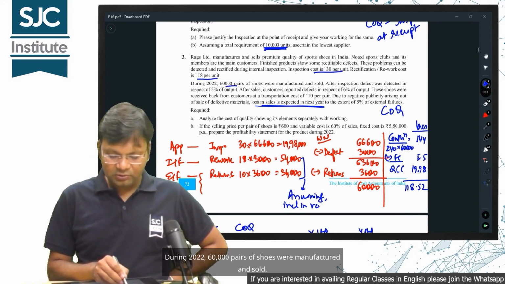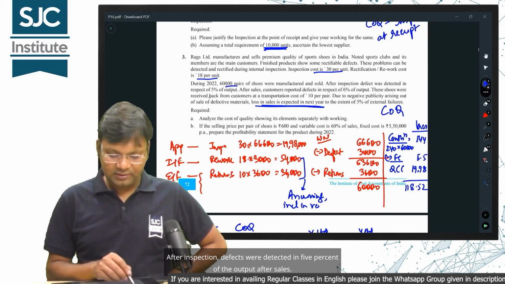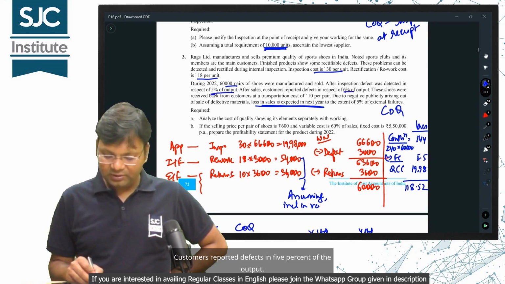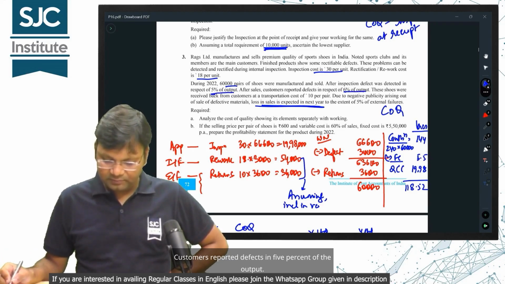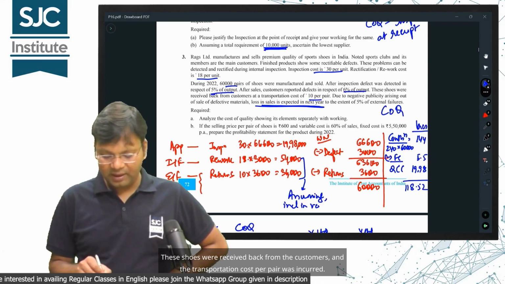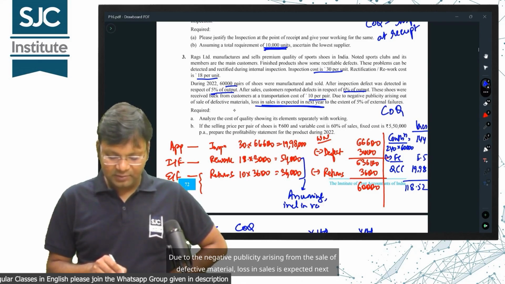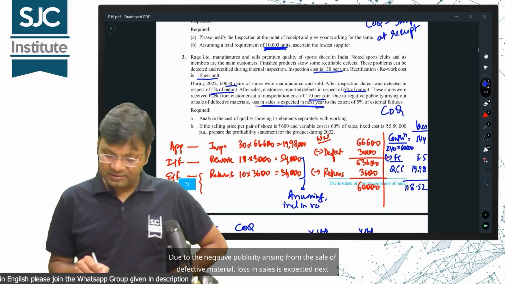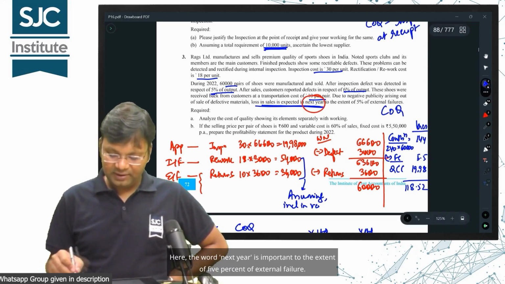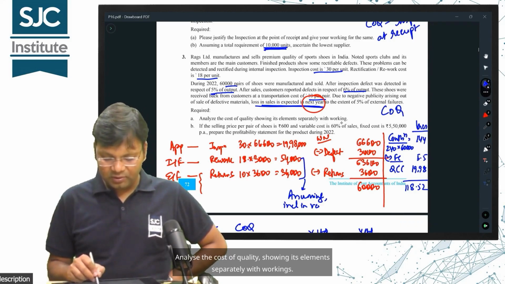During 2022, 60,000 pairs of shoes were manufactured and sold. After sales, customers reported defects in 5% of the output. These shoes were received back from the customers and the transportation cost per pair was incurred. Due to the negative publicity arising from the sale of defective material, loss in sales is expected next year. Here, the word next year is important, to the extent of 5% of external failure. Analyze the cost of quality, showing its elements separately with workings.